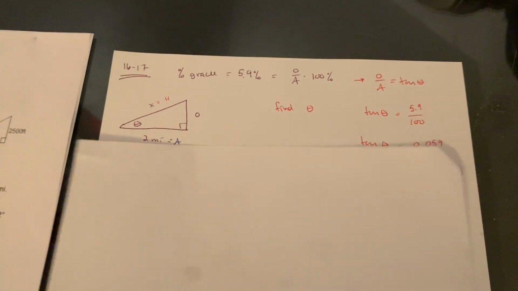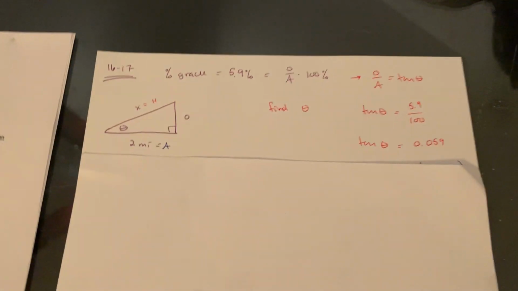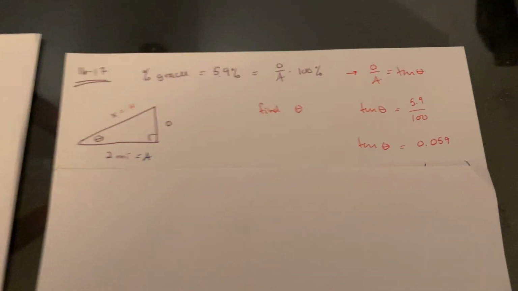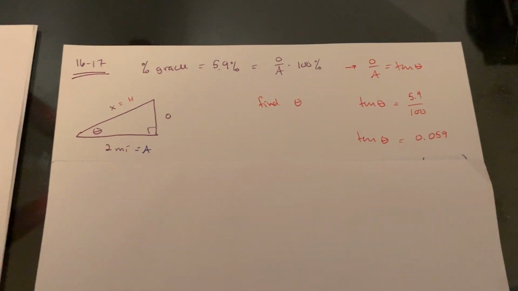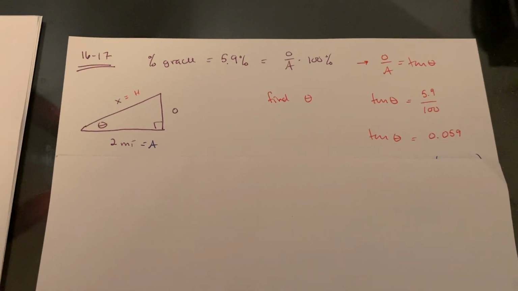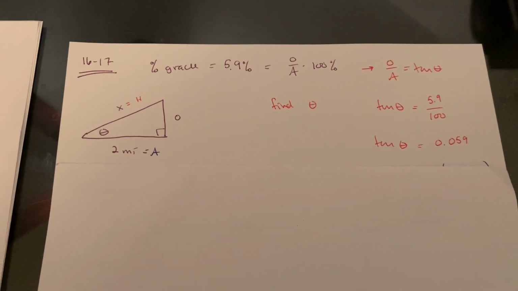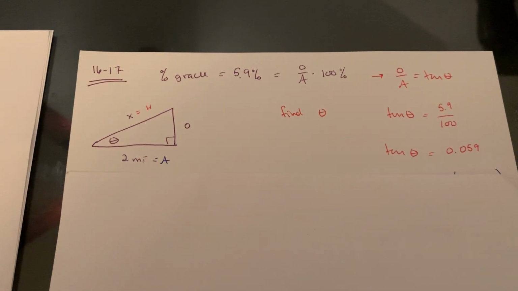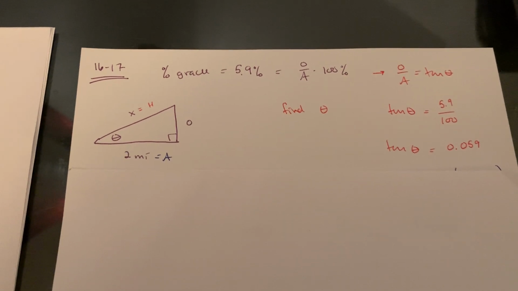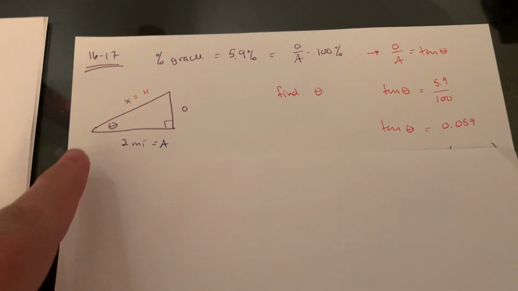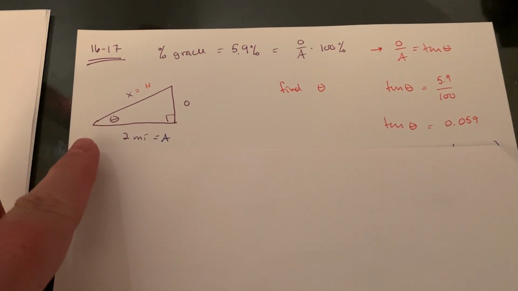So let's compare these two together. This is going to have similar steps to the example from the book, but we're searching for slightly different information. We're working this a different way. So our percent grade is 5.9%. We can find the angle first. I've got a picture. It always helps to draw pictures to go with these.